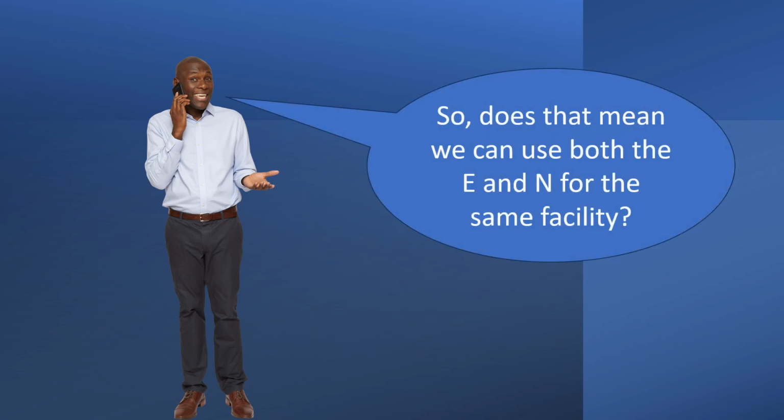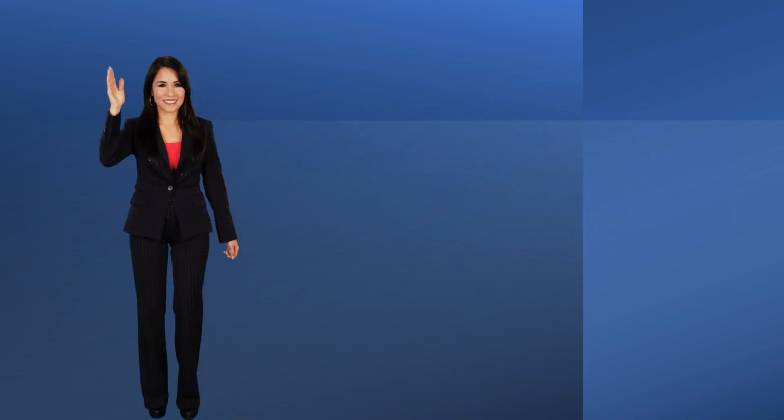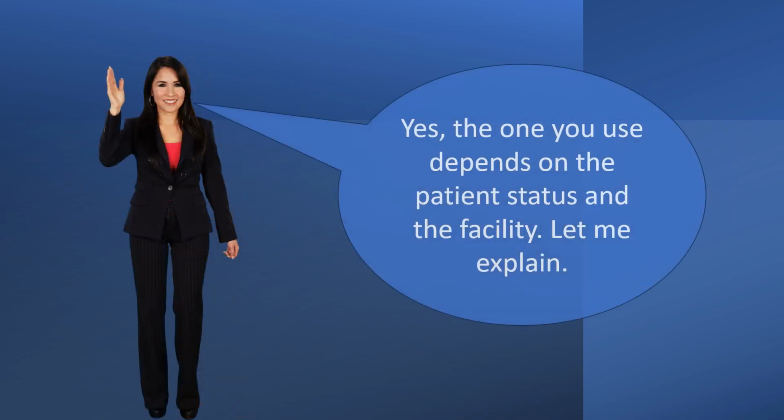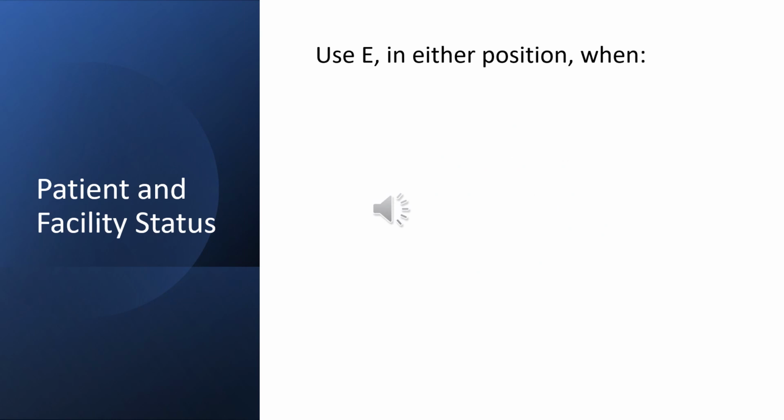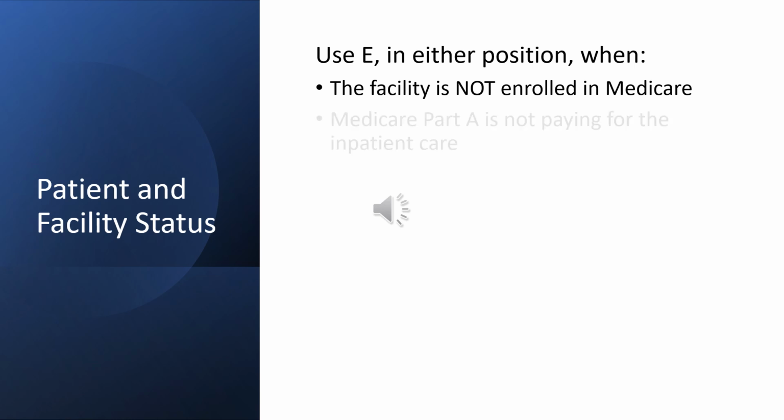Jonathan clarifies, so does that mean we can use both the E and N for the same facility? Melanie is going to help us with the answer. Yes, the one you use depends on the patient status and the facility. Let me explain. Use E in either position when the facility is not enrolled in Medicare. This is commonly referred to as a Medicaid-only facility. Also use E when Medicare is not paying for the inpatient care.